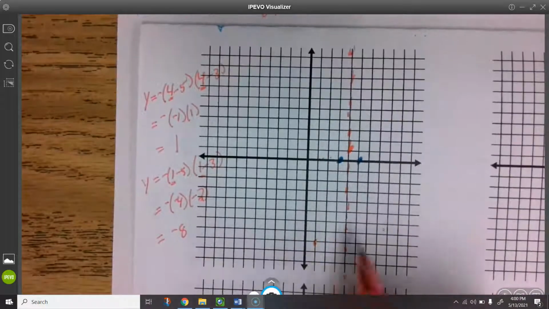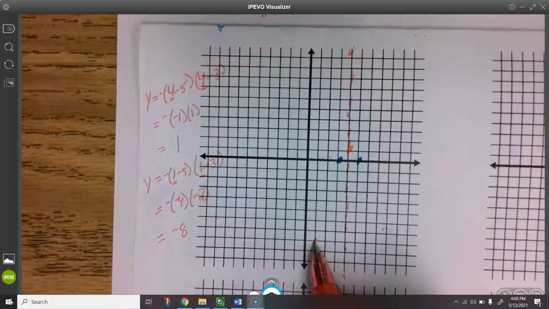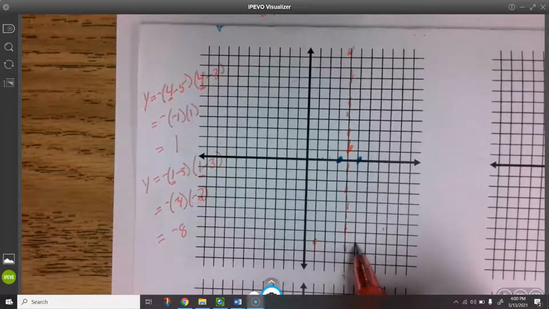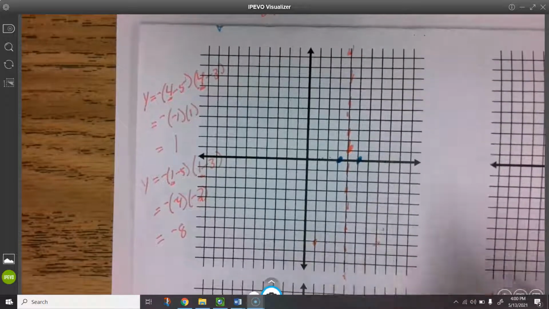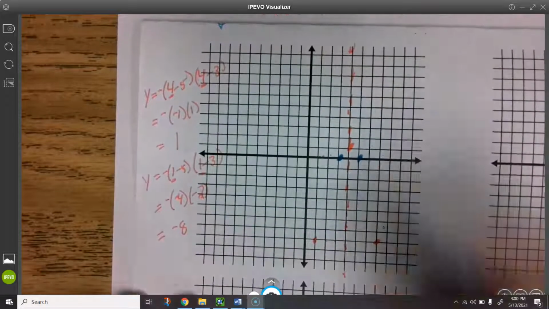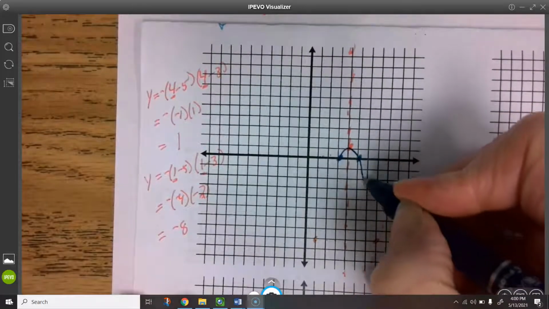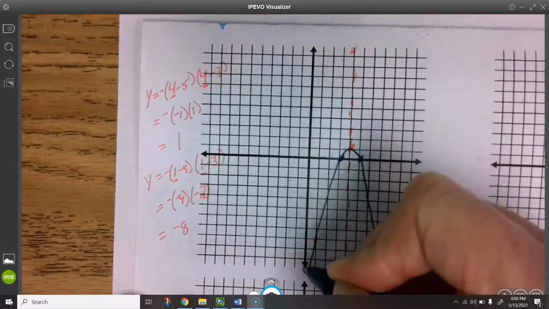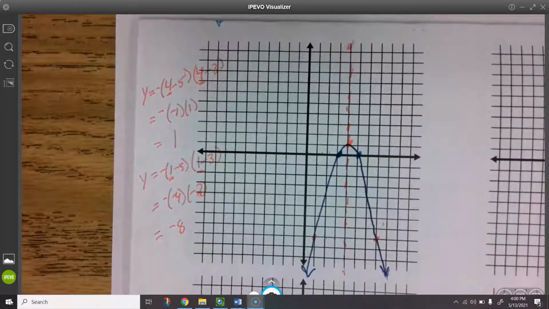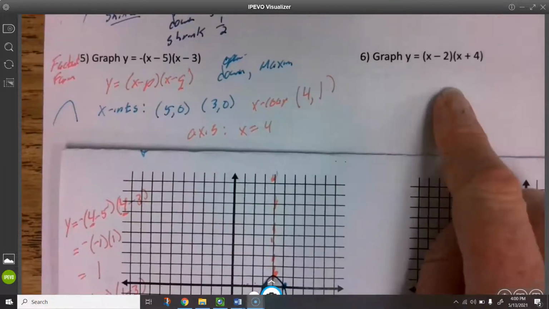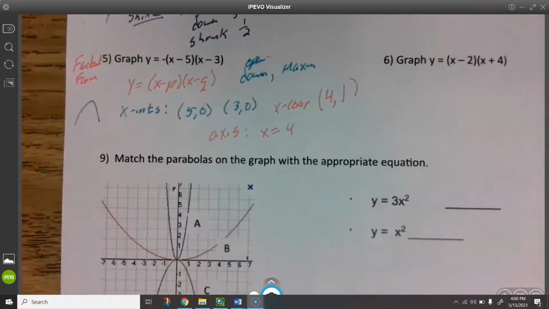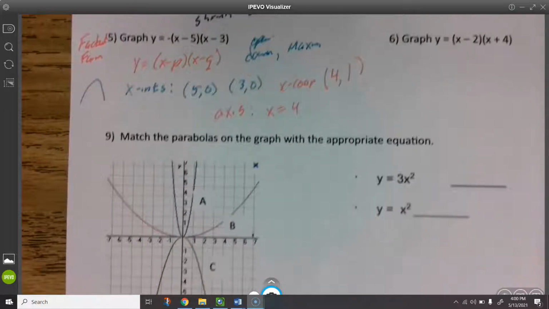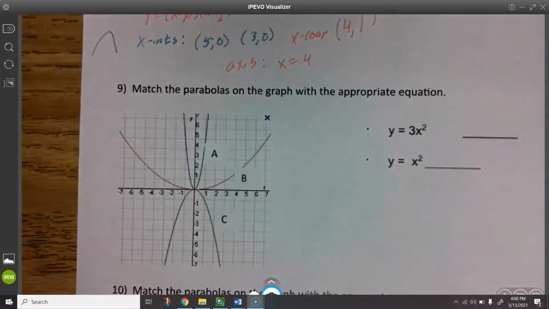Now we can go back to that reflection point. See how it's 1, 2, 3 away from the axis of symmetry? Go the other way. 1, 2, 3. So there is our parabola. Okay? Good. And again, try this one on your own. Okay, number 9. These are just kind of fun. This is just trying to find out if we remember our transformations.